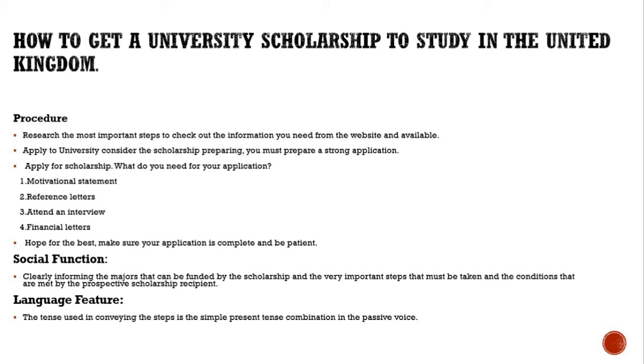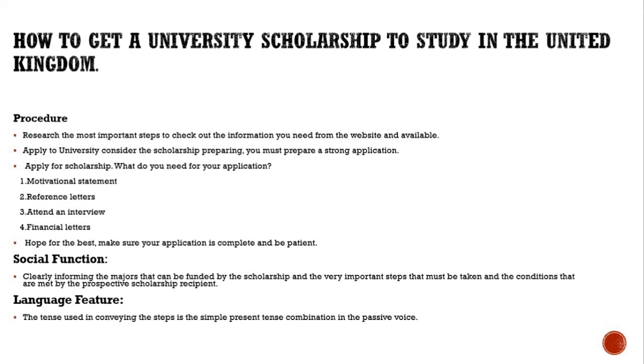The procedure is, first, research the most important steps and check out the information you need from the website. Second is apply to university. Consider the scholarship you are preparing for. You must prepare a strong application. Third is apply for scholarship. What do you need for your application? 1 is a motivational statement, 2 is reference letters, 3 attend an interview, and last is financial letters. And the last step of the procedure is hope for the best. Make sure your application is complete and be patient.